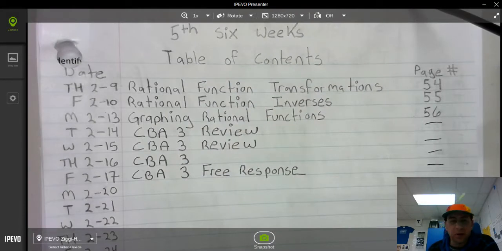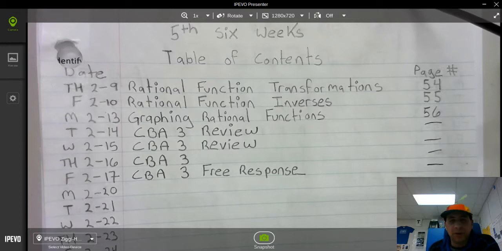On Tuesday, you're going to work on CBA3 review independently or with a partner. And then on Wednesday, February 15th, we're going to go over CBA3 review as a class, as long as you have it completed before class. So have CBA3 review completed before class, okay? Then on Thursday, you're going to complete CBA3 independently. And on Friday, February 17th, you're going to complete CBA3 for your response independently, okay? So if you would, pause the video and update your table of contents.